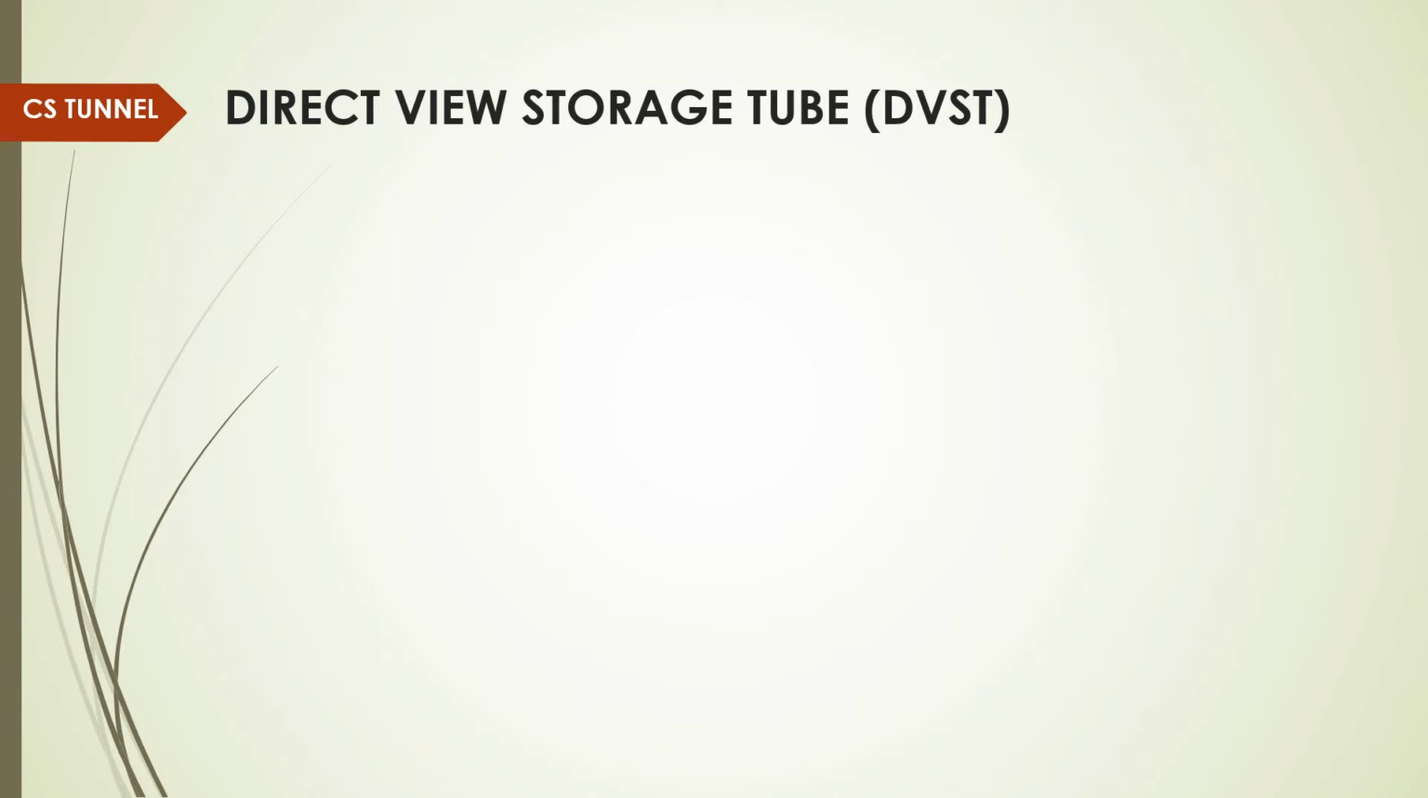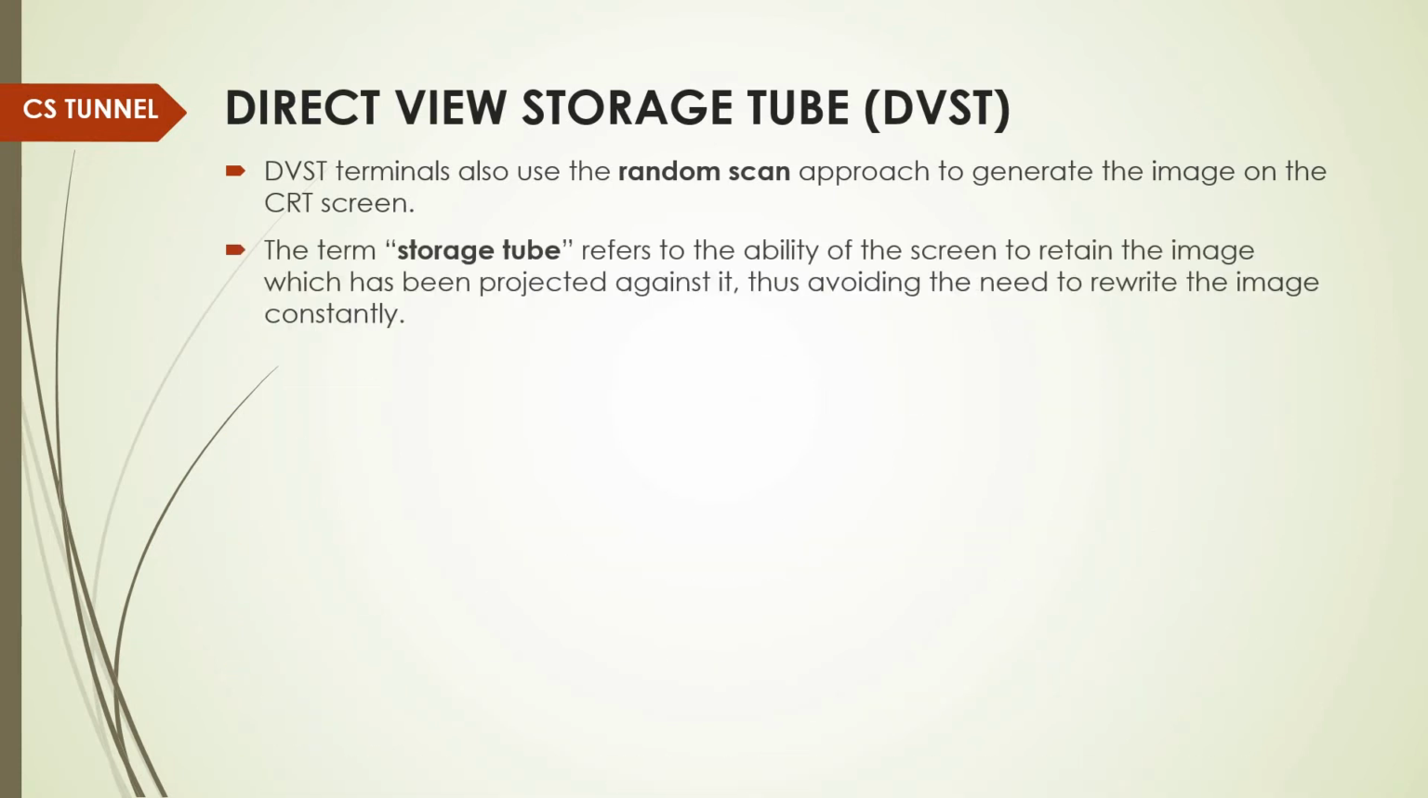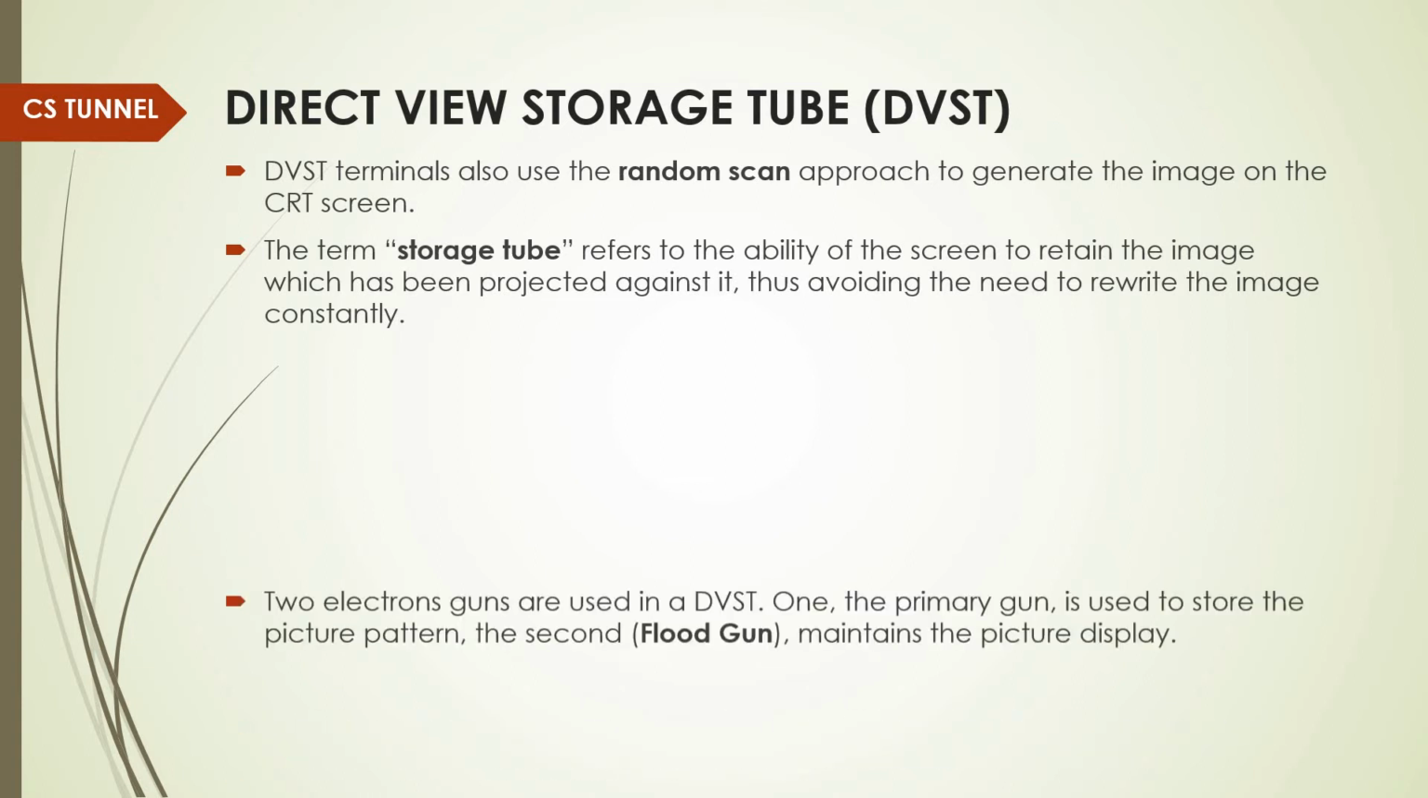Moving on to the next display device, which is a direct view storage tube or a DVST. DVST terminals also use the random scan approach to generate the image on the CRT screen. The term storage tube refers to the ability of the screen to retain the image which has been projected against it, thus avoiding the need to rewrite the image constantly.